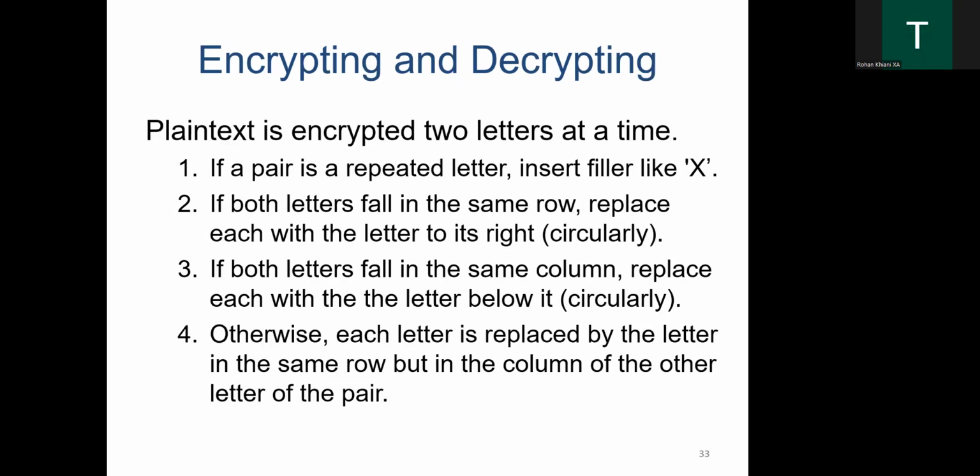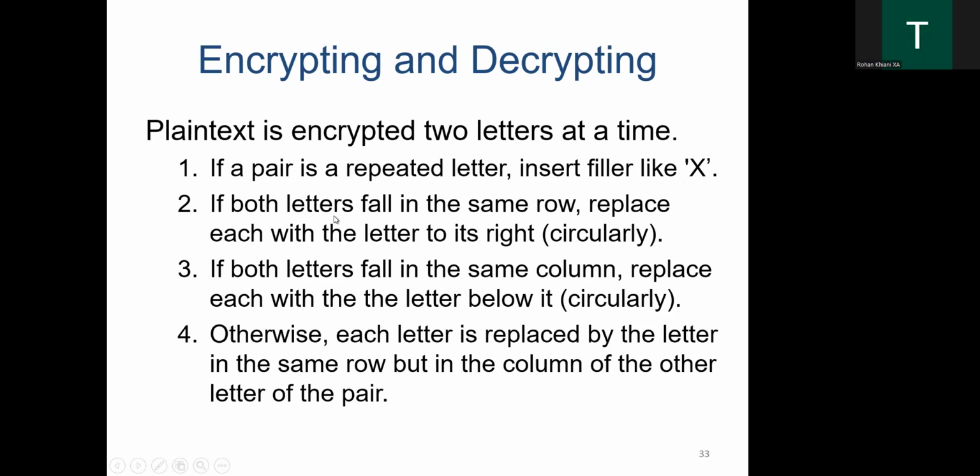Then, talking about the next steps, there are some rules to be followed in this Playfair method. First we have to convert our plain text into two letters at a time, and then make their pairs. And if a pair has repeated letters, then we have to insert a filler like X or any other character in the plain text. This I will show you with an example.